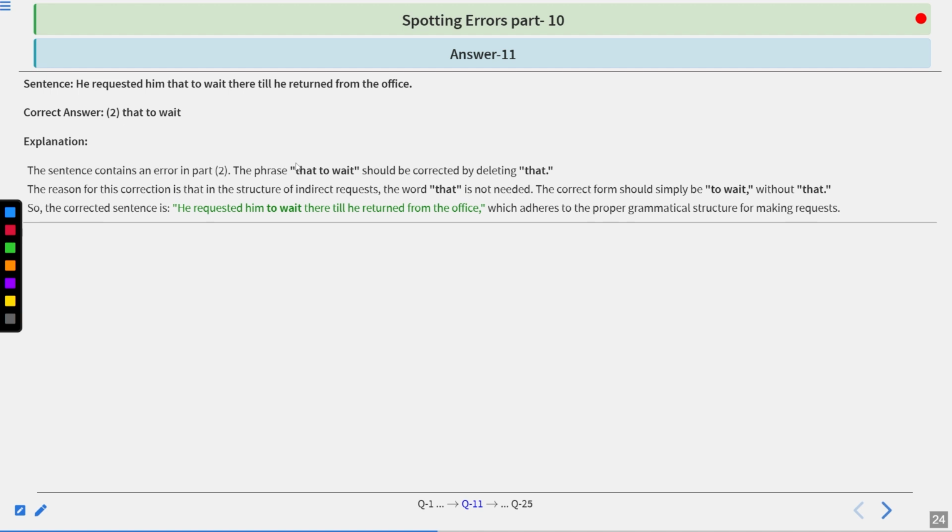The sentence contains an error in part 2. The phrase that to wait should be corrected by deleting that. The reason for this correction is that in the structure of indirect request, the word that is not needed. The correct form should simply be to wait without that. So the correct sentence is he requested him to wait there till he returned from the office, which adheres to the proper grammatical structure for making a request. Let's move to the next question.